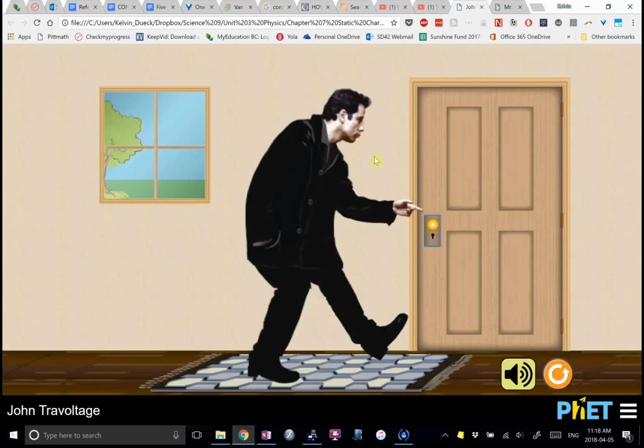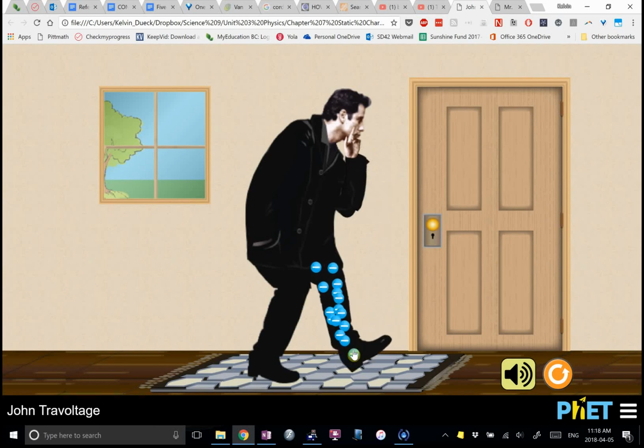Let me introduce you to John Travoltage. Okay? So John Travoltage, when he walks on a carpet, he can rub electrons off of the carpet and they gather on him. Now, where will they gather? Like charges. So on a dry day, if you're building up static charge, it'll try and gather on the outside of your skin.